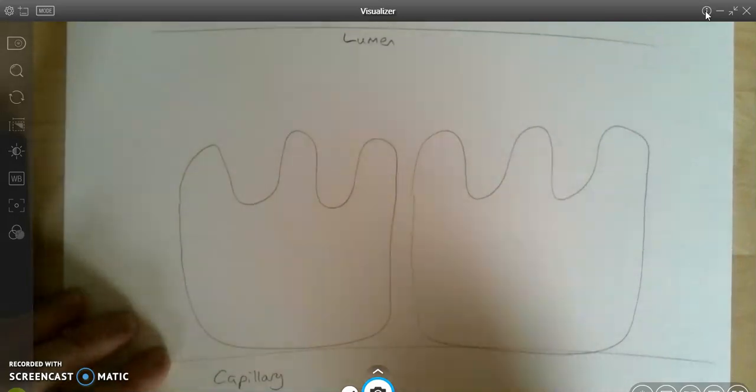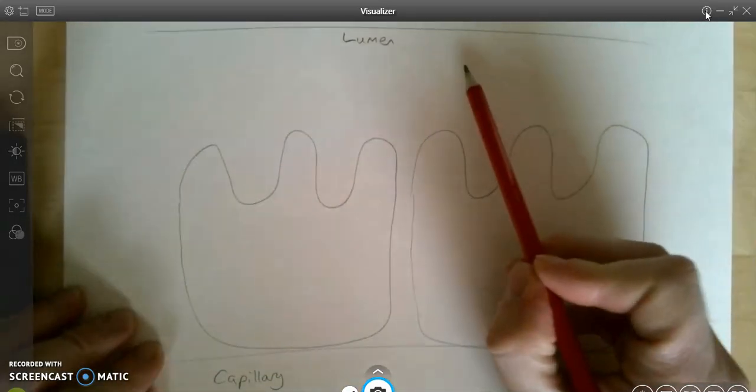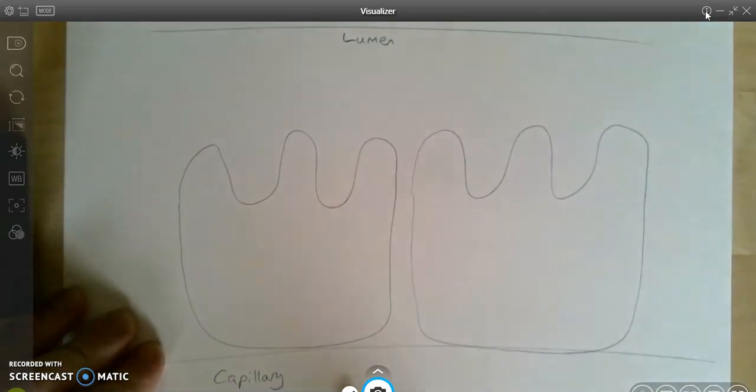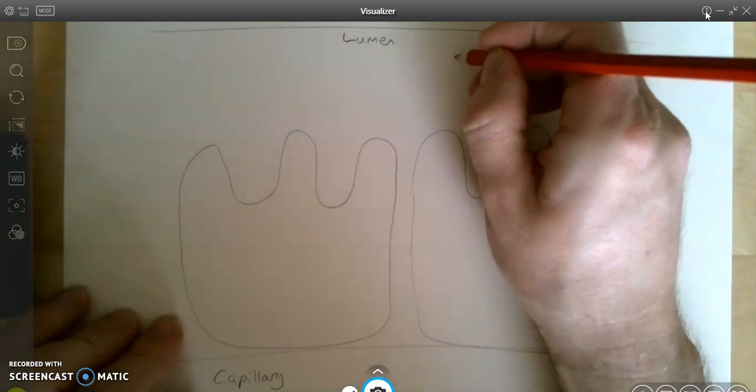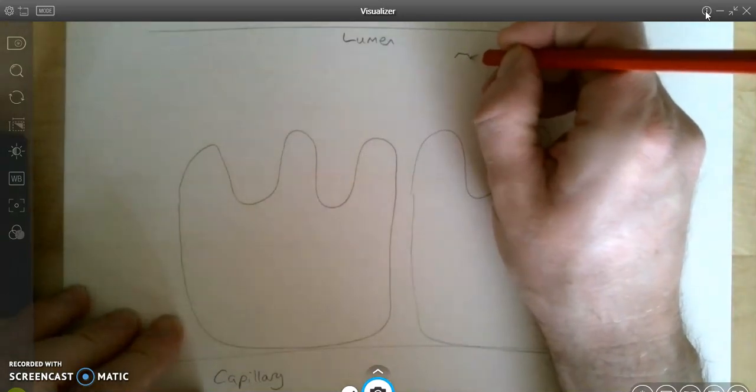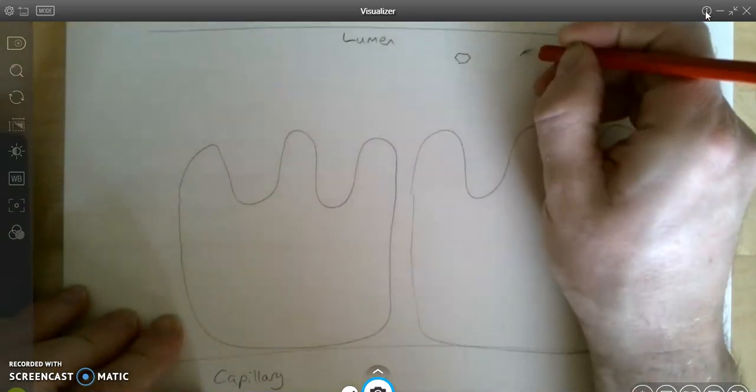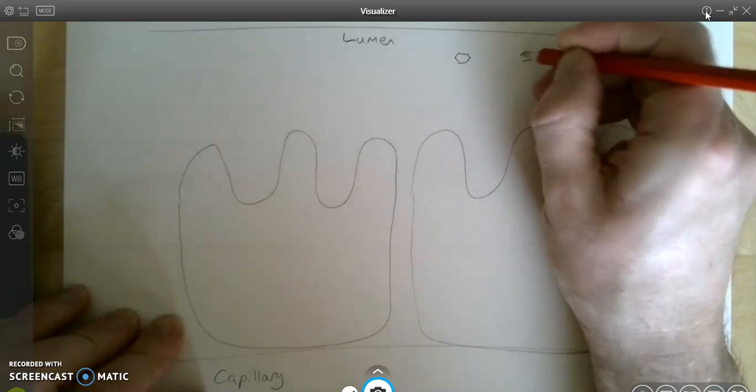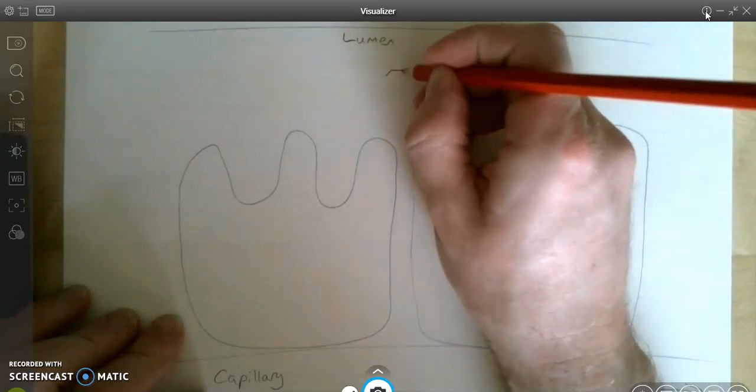So what we've got to do is get any sugars from here into here so they can be taken away by the bloodstream. Let's have the blood flowing in that direction like that. Now I'm going to do this for monosaccharides. I'm going to do it for glucose, but it works exactly the same for amino acids.